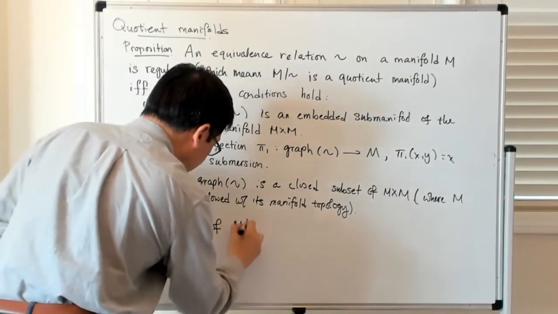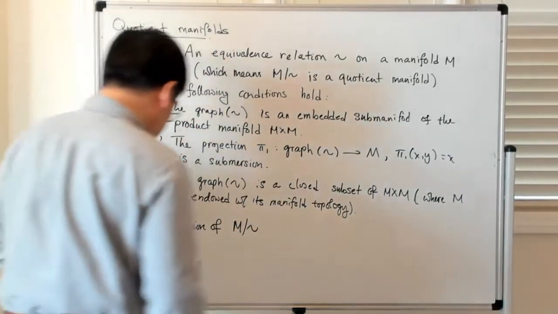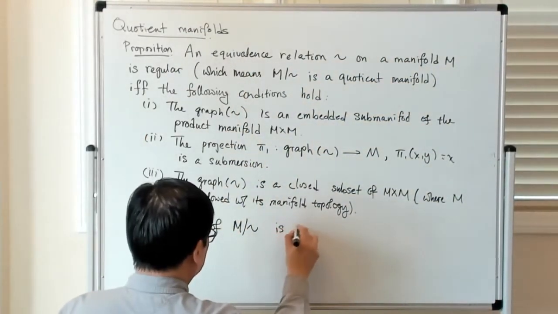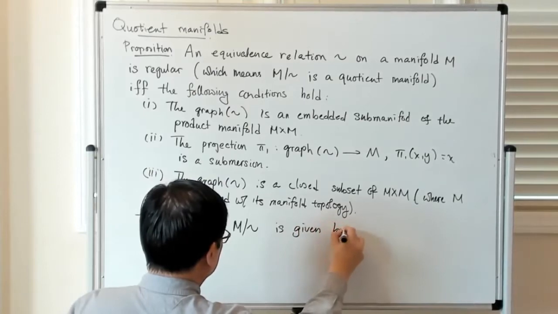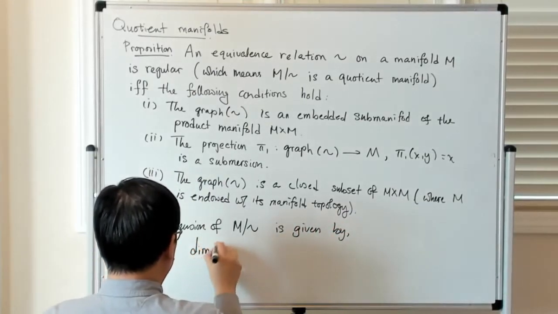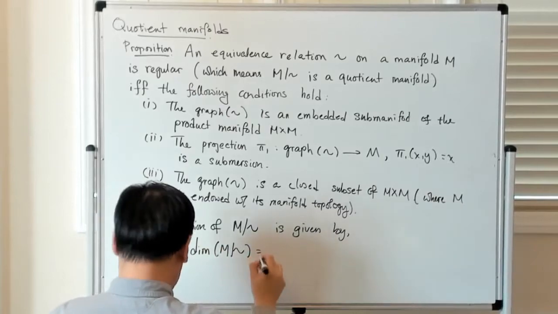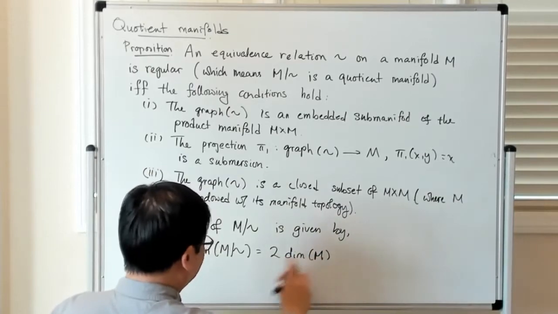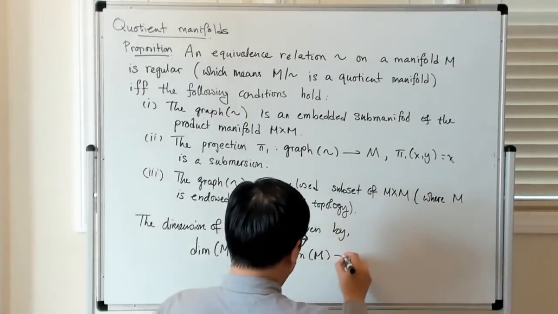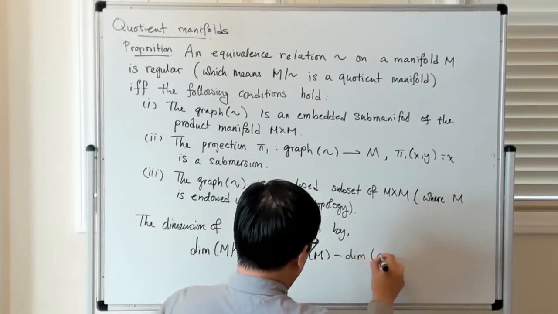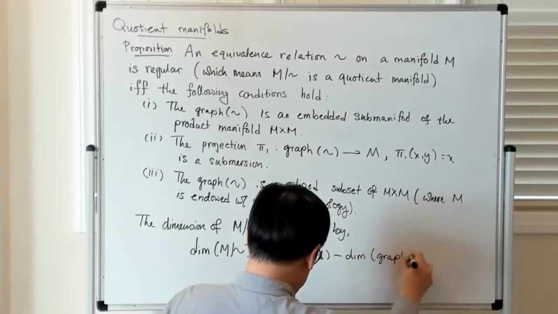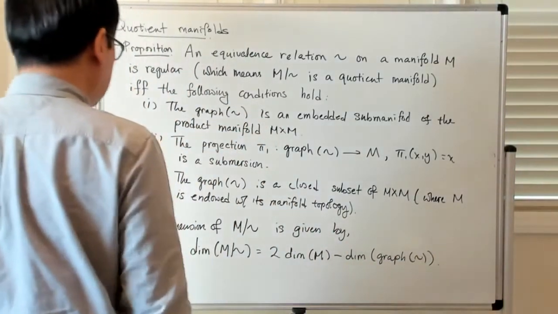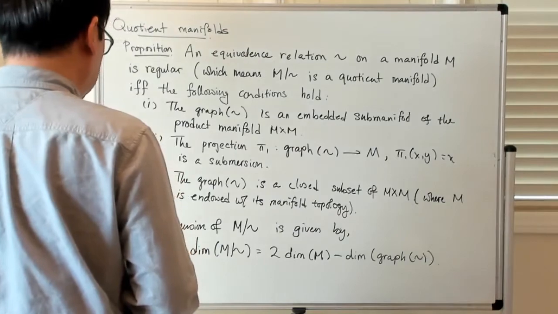of M quotiented by the equivalence relationship is given by: the dimension of M quotiented by tilde is equal to 2 times the dimension of M, which is of course the dimension of M cross M, minus the dimension of the graph of the equivalence relationship. Okay, all right.